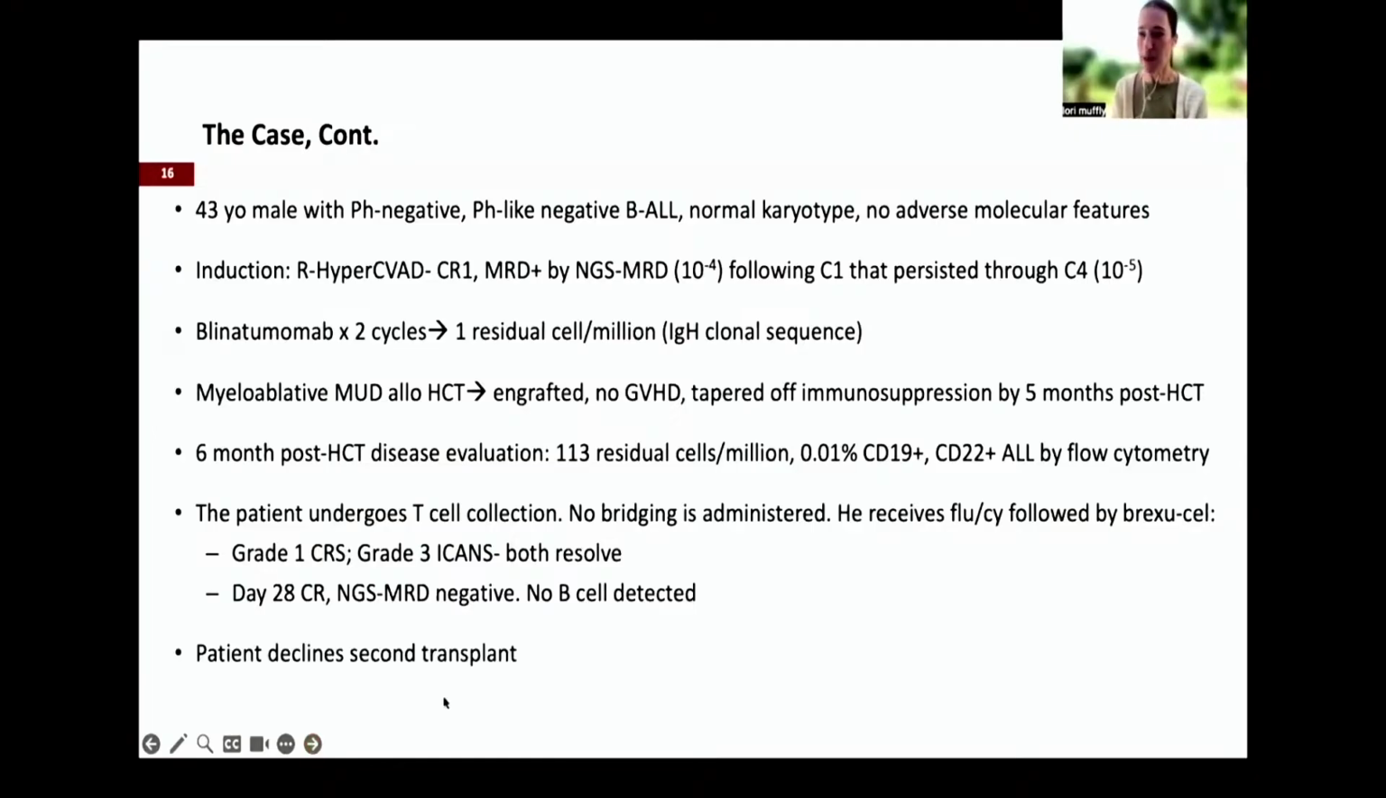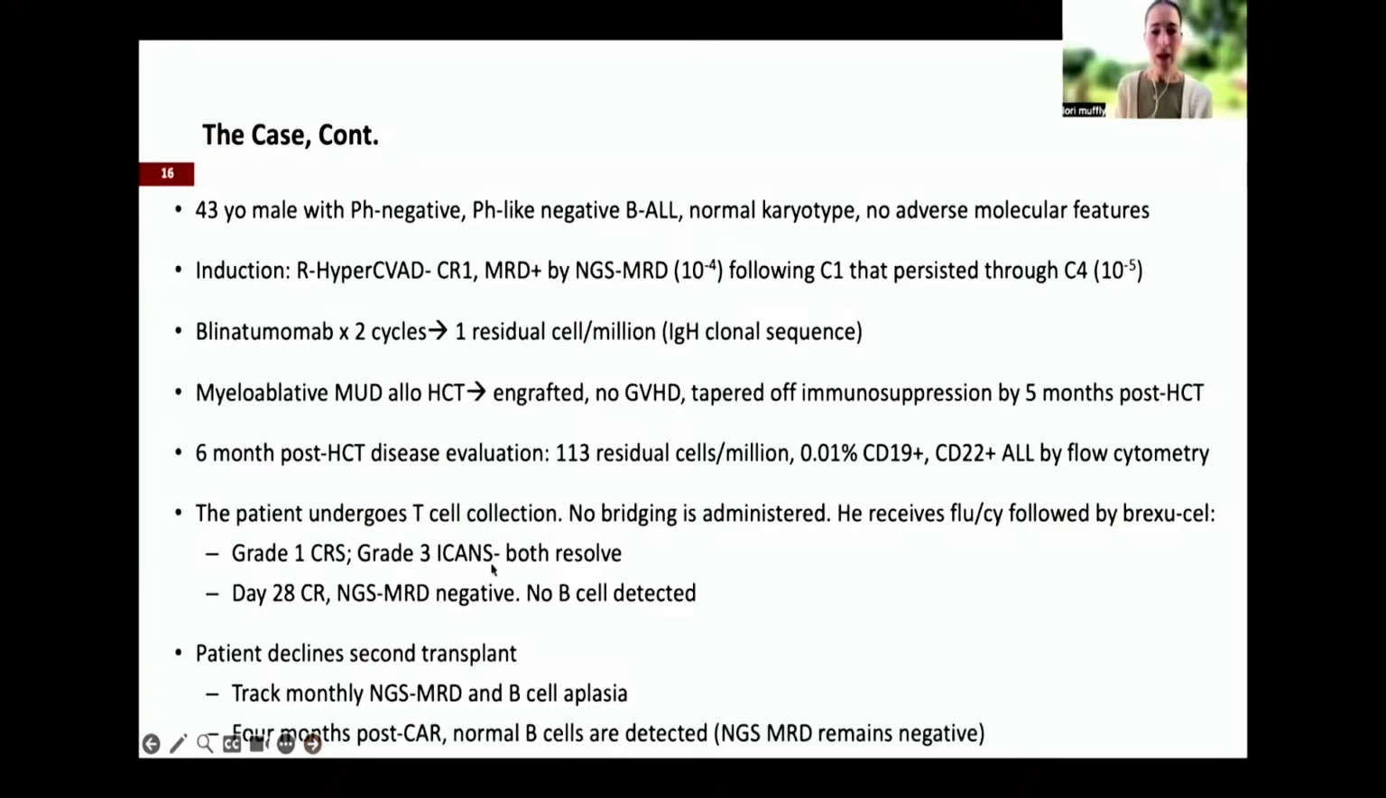So we did talk to him about a second transplant. He declined, as do really all of my patients. I would say it's very, very uncommon for my ALL patients to be open to second transplant. So we decided that we were going to track monthly clonoSEQ MRD and B-cell aplasia from his peripheral blood. And at 4 months post-CAR, his clonoSEQ remained negative, but we did detect the recovery of normal B cells.